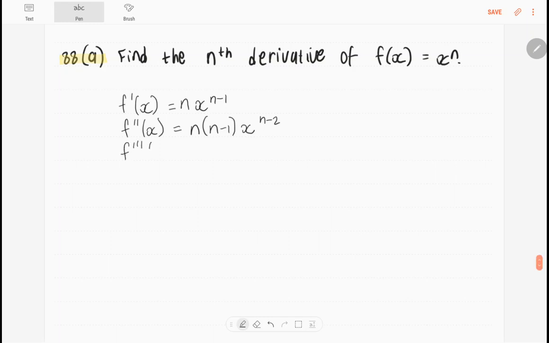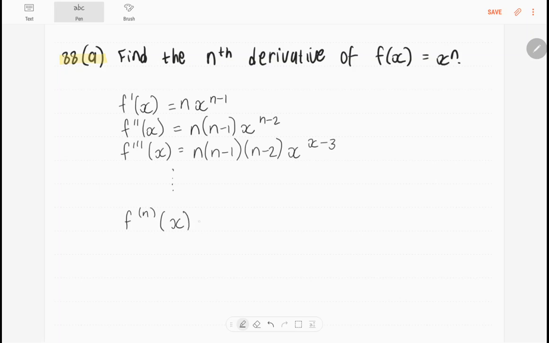Our third derivative is the derivative of the second derivative. So we still have our constant values n minus 1. And then we are going to multiply it by n minus 2. And we're going to have x to the n minus 2 minus 1. So it becomes x to the n minus 3. And you can continue on like that. So let's see if you can now spot a pattern.